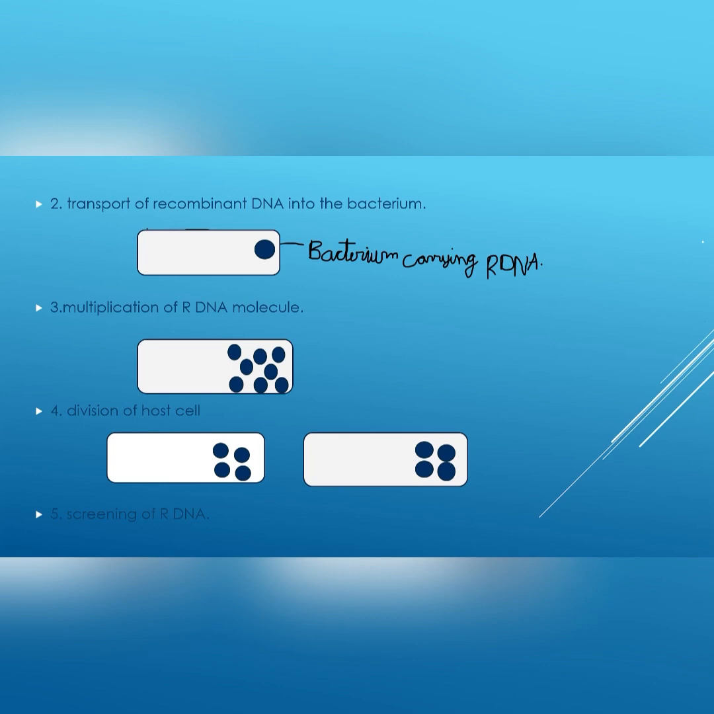After a large number of cell divisions, a colony or clone of identical host cells is produced. Each cell in the clone contains one or more copies of the recombinant DNA molecule. The gene carried by the recombinant molecule is now said to be cloned.